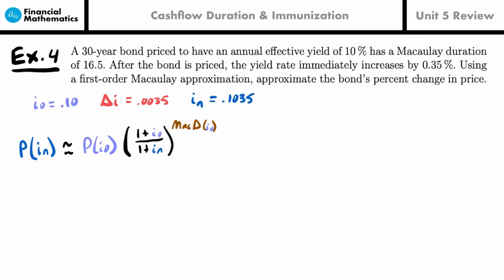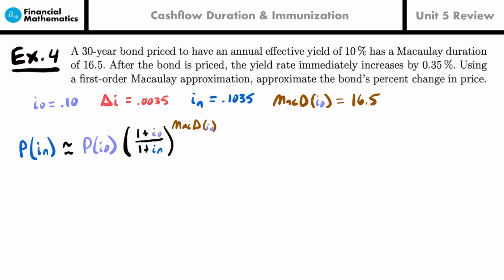Okay, now one more thing that we know here is the Macaulay duration. The Macaulay duration at that 10% yield, our original interest rate, is 16.5. So I'll write that down. The Macaulay duration at the original interest rate is equal to 16.5.